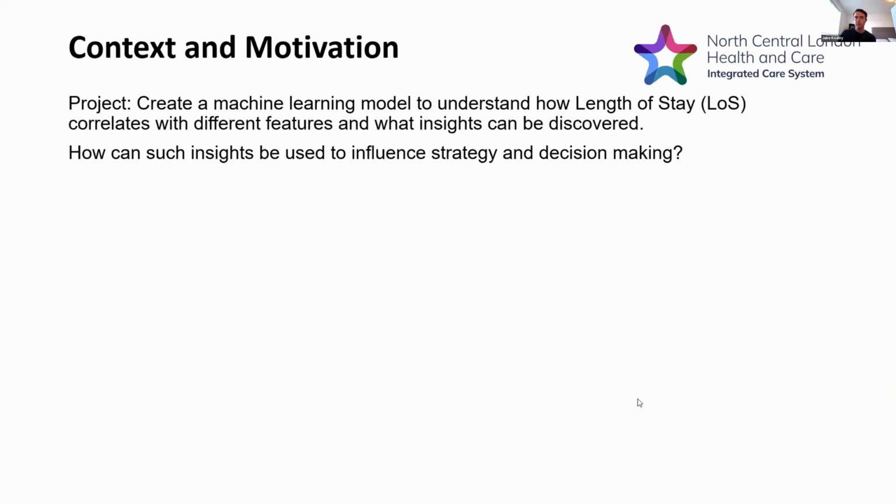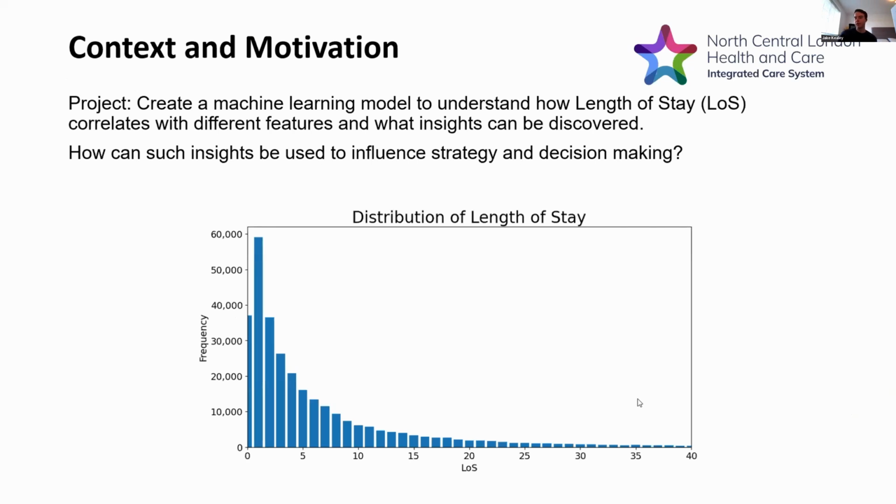we weren't sure why. So the project was to make a machine learning model, understand what features correlate with length of stay, and then use that to see if we can explain why we had an increase in length of stay. This is a distribution of length of stay in North Central London. So the key takeaway here is that length of stay is heavily populated around 0 length of stay and 1 length of stay. And then there's a massive drop off as the length of stay increases.